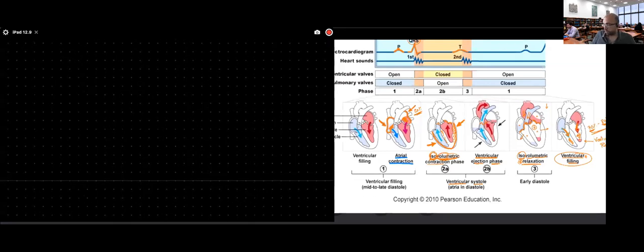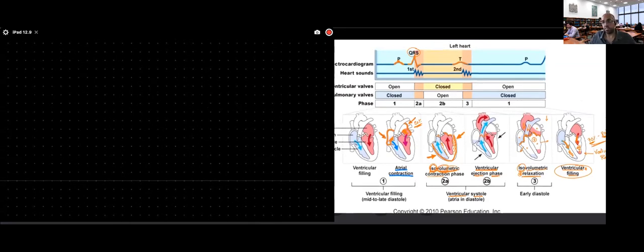Lub dub are the first heart sound and the second heart sound. The first heart sound is the closure of the AV valves. And the second heart sound is due to the closure of the semilunar valves. So again, the first heart sound is created by the closure of the AV valves, and the second heart sound is created by the closure of the semilunar valves.